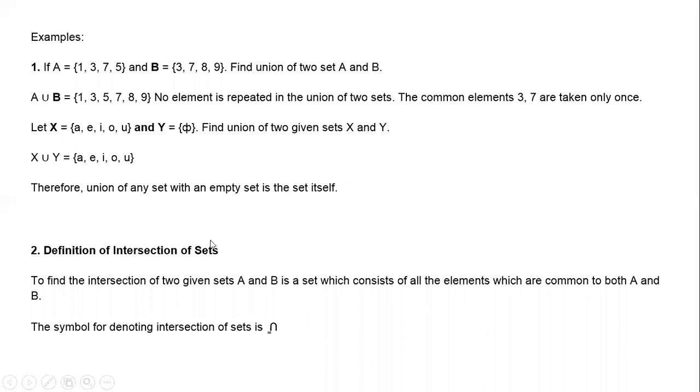And now we see the intersection. What is intersection? Intersection of two sets is nothing but the elements which are common to both the sets. Whichever elements are common to both the sets, those elements we will get as the result if you find the intersection of two sets.